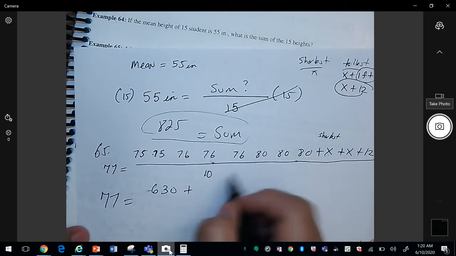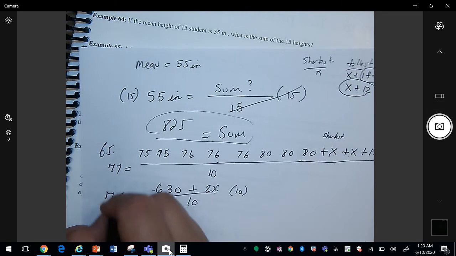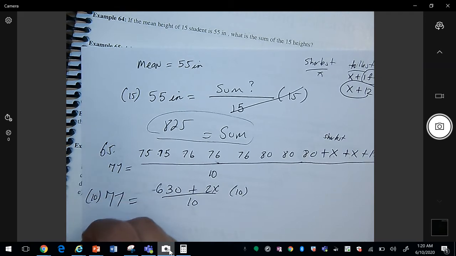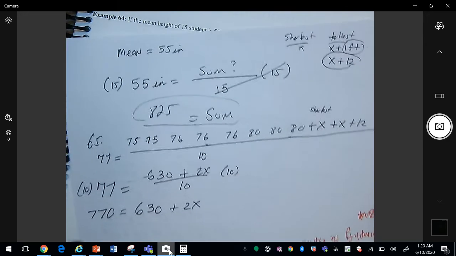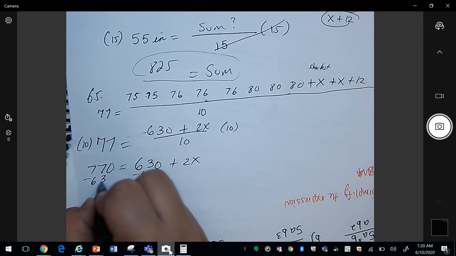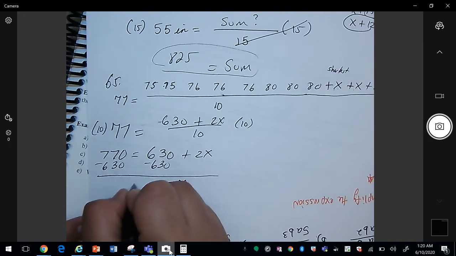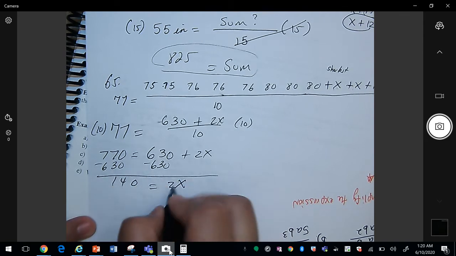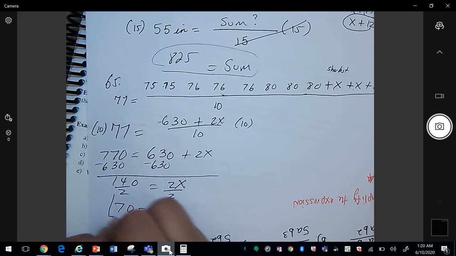So x plus x is 2x divided by 10. Multiply both sides by 10. So we get 770 is equal to 630 plus 2x. Subtract the 630. So 2x is equal to 140. 140 divided by 2, so x is equal to 70.